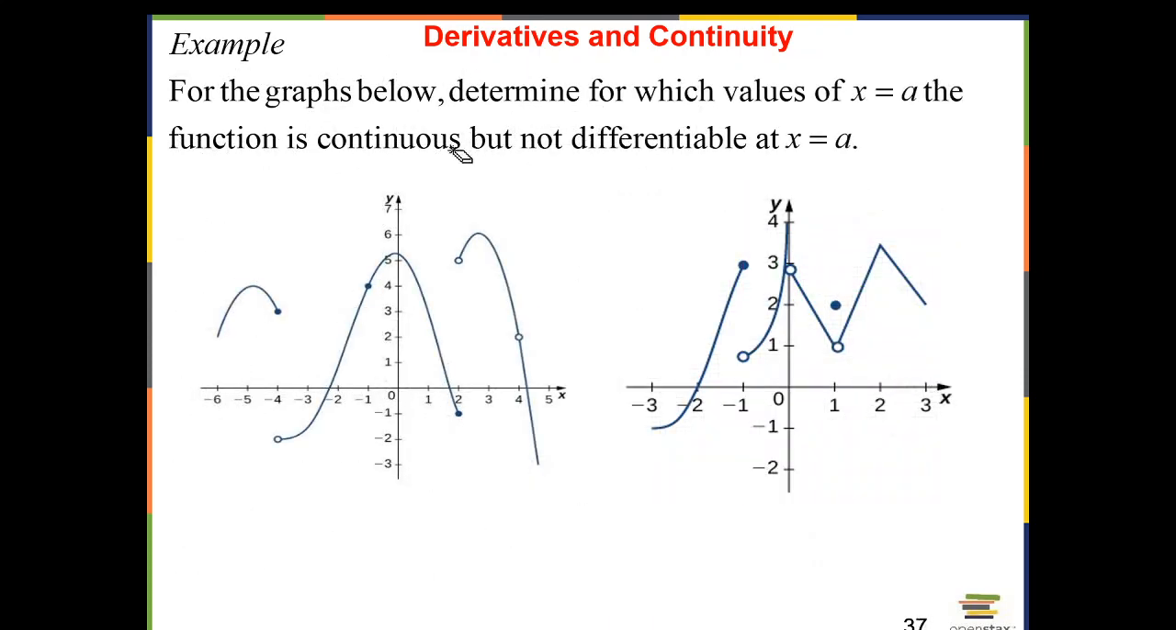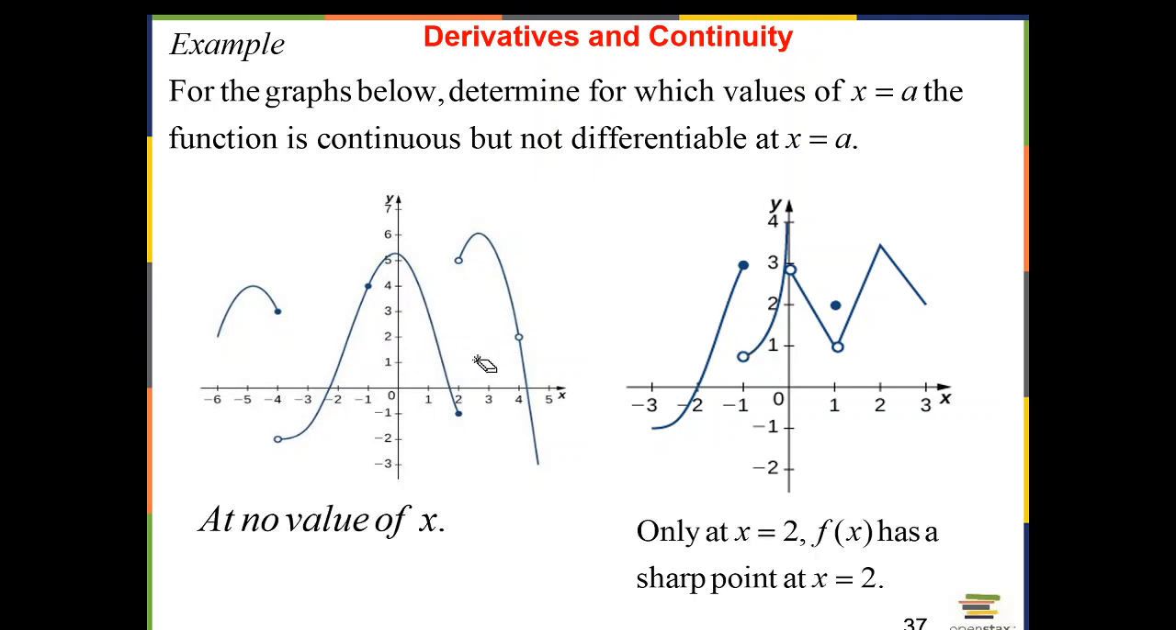All right, for the graphs below, determine for which values of x the function is continuous but not differentiable. Well, do we see any values in this graph where the function is continuous but not differentiable? I don't see anything on this one, right? At this point, it's not continuous. At these points, it's continuous, but it's also differentiable, right? What about this one? Yes, on this one, we don't have any. But on this one, yes, we do. At 2, right? At 2.